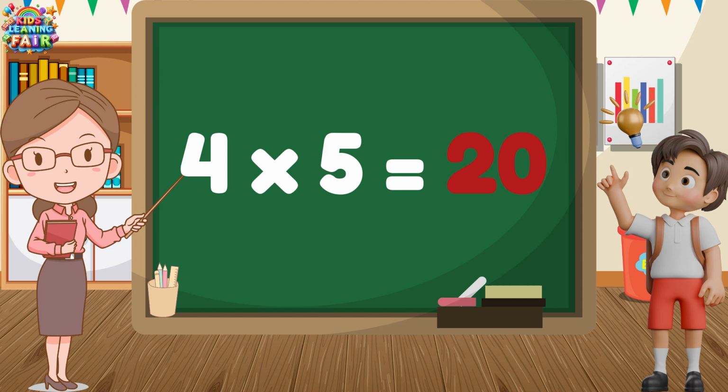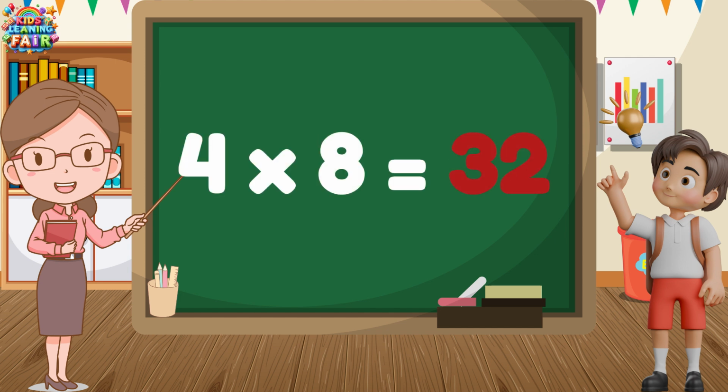4 fives are 20. 4 sixes are 24. 4 sevens are 28.